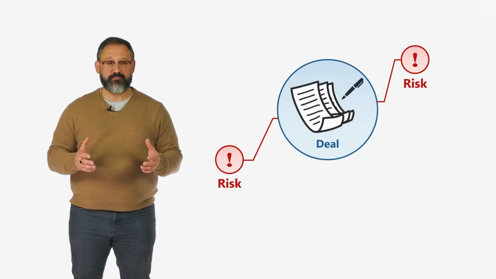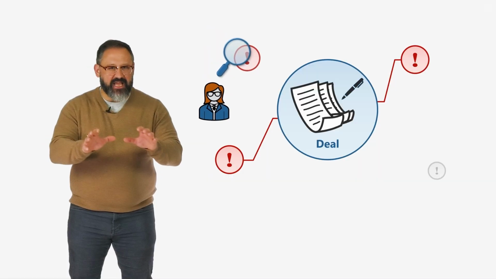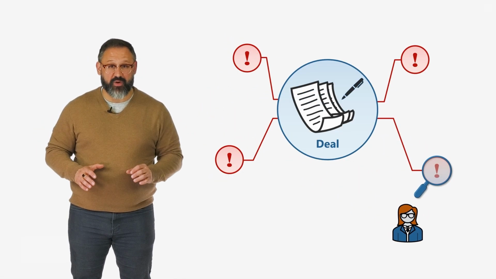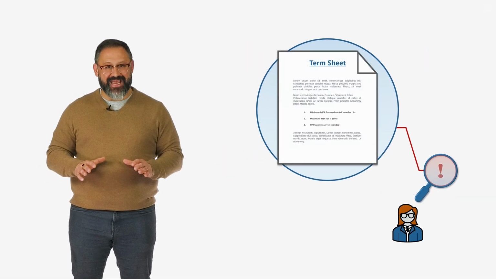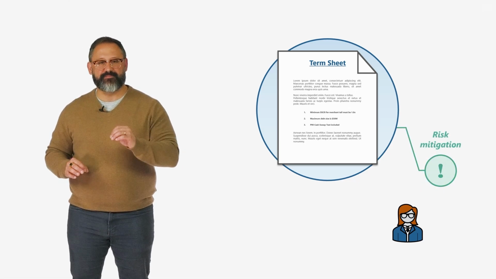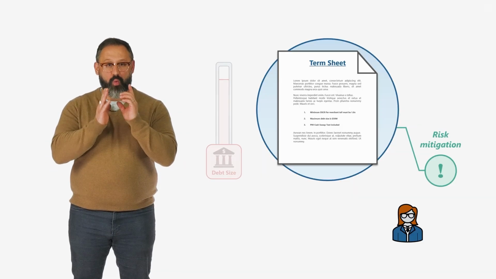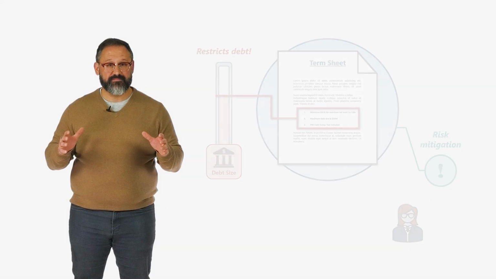Financial risk can stem from multiple aspects of a deal. Some risks will be more obvious than others, so lenders will carefully scan projects for potential threats. When they detect a likely risk, lenders protect themselves by adding clauses to the term sheet aimed at mitigating that specific risk. As we'll see, most of these clauses generally do one thing: restrict debt in some way. I see. Deals with lower risk will have fewer restrictions, right?